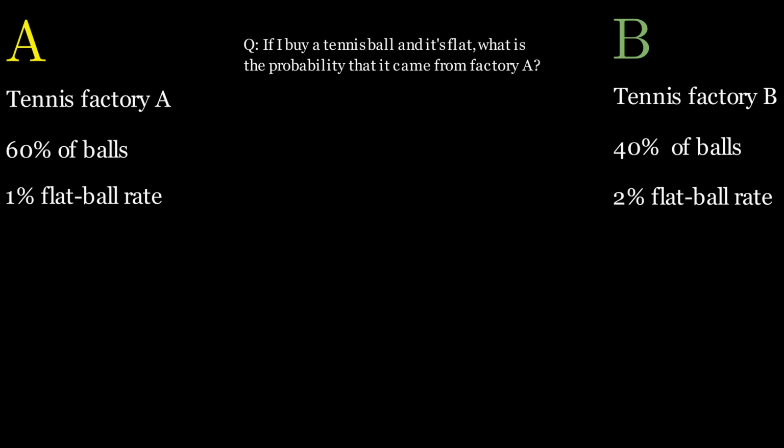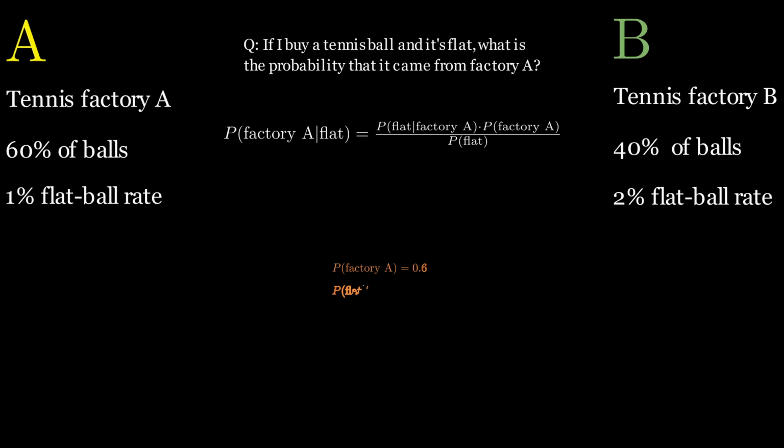First, we start out with what we're being asked. We want to know the probability of a tennis ball coming from Factory A, given that it's flat. We can therefore arrange Bayes' formula like this. We know that 60% of balls come from Factory A. Next, 1% of tennis balls from Factory A are flat, so we know that the probability of a ball being flat, given that it came from Factory A, is 1%.